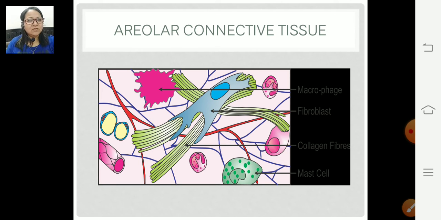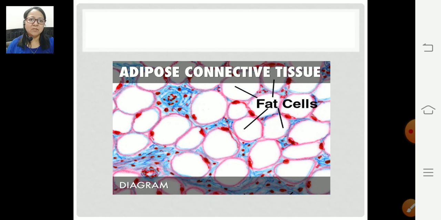Next connective tissue is adipose connective tissue. It serves as a fat reservoir and keeps visceral organs in position. It also acts as an insulator due to storage of fats, and it is located below the skin and in between the internal organs. All these are the various types of connective tissues.